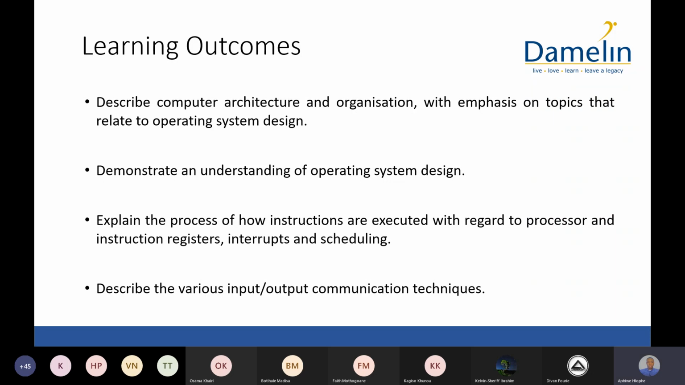Describe computer architecture and organization with emphasis on topics that relate to operating system design. Demonstrate an understanding of operating system design. Explain the process of how instructions are executed with regard to processor and instruction registers, interrupt, and scheduling. Describe the various input-output communication techniques. So those are the learning outcomes that we're covering for this lecture.